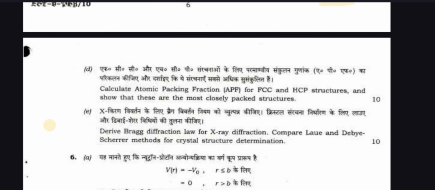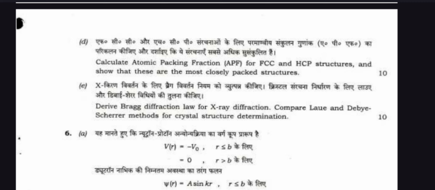And question number D is here. Calculate the atomic packing fraction for FCC and SCP structures and show that these are the most closely packed structures. Next question: derive Bragg's law of X-ray diffraction. Compare Laue and Debye-Scherrer methods for crystal structure.